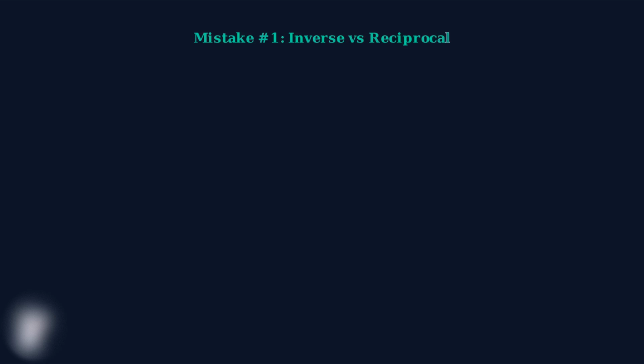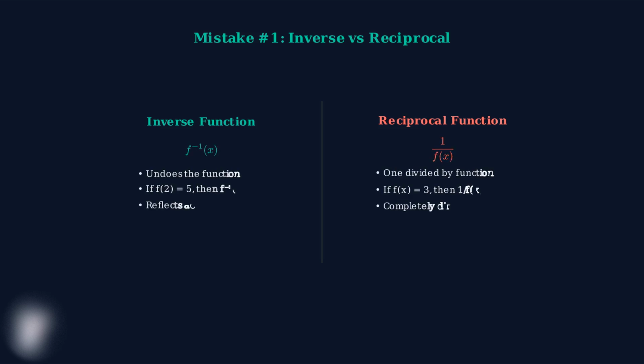The number 1 mistake is confusing the inverse function f inverse of x with the reciprocal 1 over f of x. These are completely different mathematical concepts. The inverse function undoes the original function, while the reciprocal is simply 1 divided by the function value. Let's see this difference in action with a concrete example. Consider the function f of x equals 2x. The inverse function f inverse of x equals x over 2, while the reciprocal is 1 over 2x. These give completely different results.